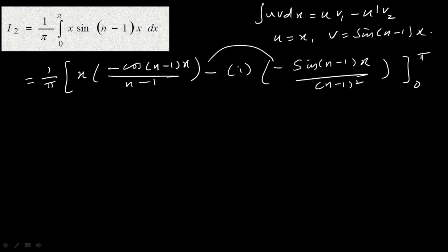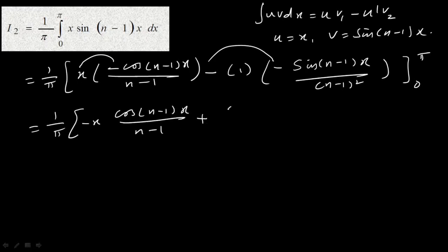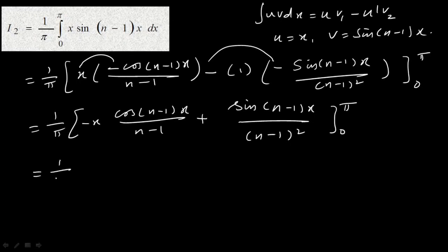Let me simplify. So you take this minus to the front, that is 1 by pi, minus x cos of n minus 1x divided by n minus 1 plus sine of n minus 1x divided by n minus 1 the whole square, with the limit from 0 to pi. That is equal to 1 by pi. Let me substitute the upper limit first. Before that, the bracket is a must, as I told you already. First bracket is for upper limit minus the lower limit.